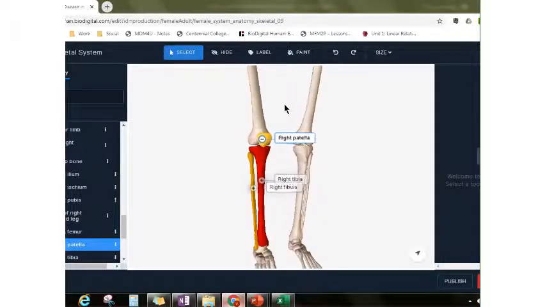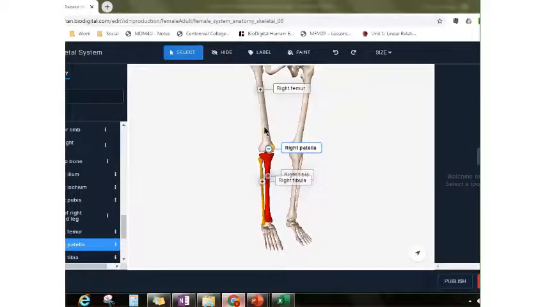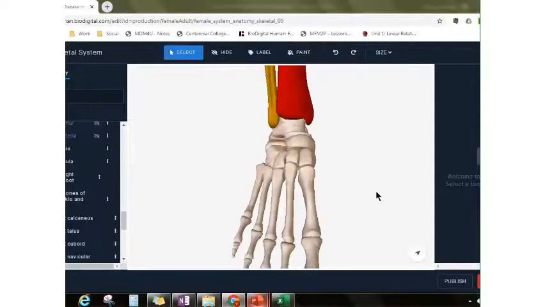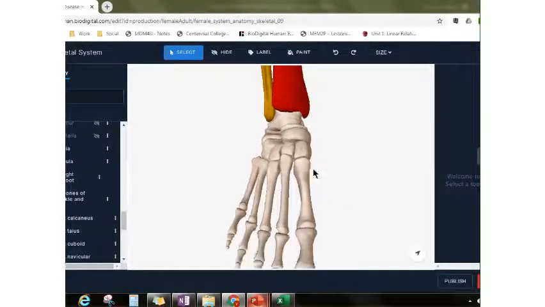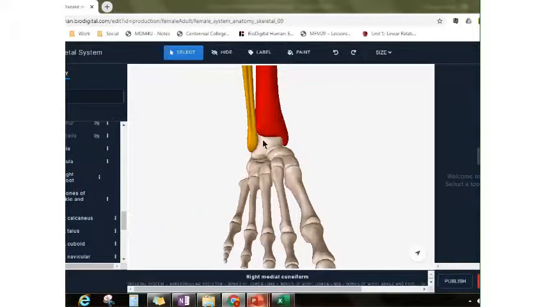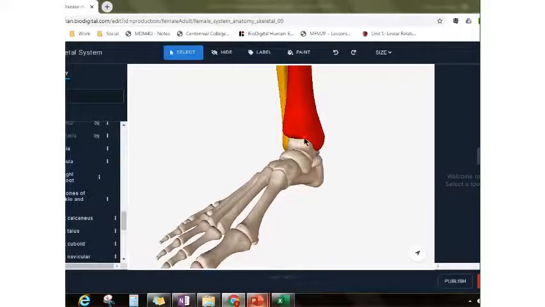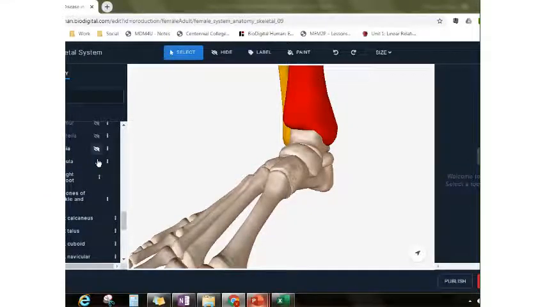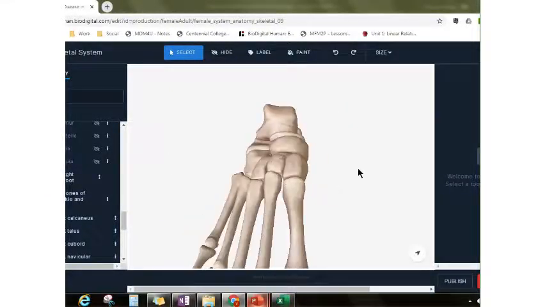Okay, so the bones of the legs include the femur, which is your thigh bone, the patella, your kneecap, the tibia on the medial side, and the fibula on the lateral side. Moving on to your foot, you can see the tibia and the fibula will connect with this bone in the foot to form a stabilized ankle. So let me take away the tibia and the fibula for you to see it clearly.